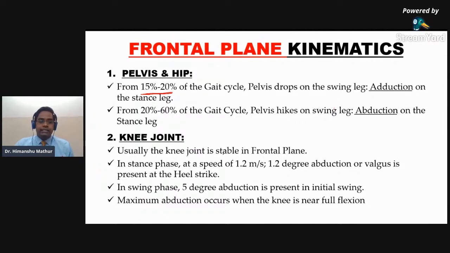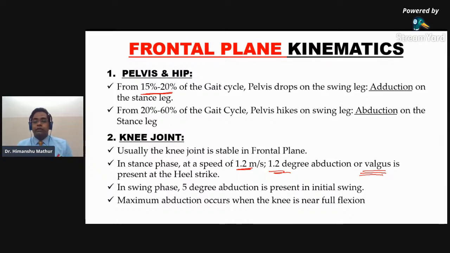Usually the knee joint is stable in the frontal plane. Usually there is no particular valgus, varus or abduction, not very much. Very small amount of abduction sort of things are being visualized or visible. Okay, in stance phase at a speed of 1.2 meters per second, 1.2 degrees of abduction or valgus is present at the heel strike. That happens at heel strike, but we also have a little bit of physiological valgus.